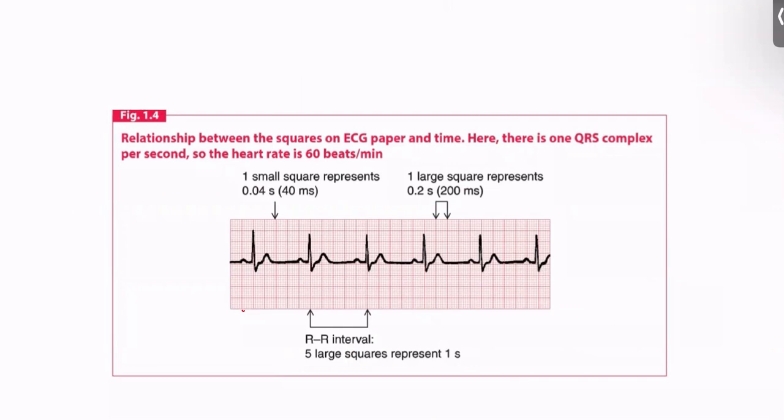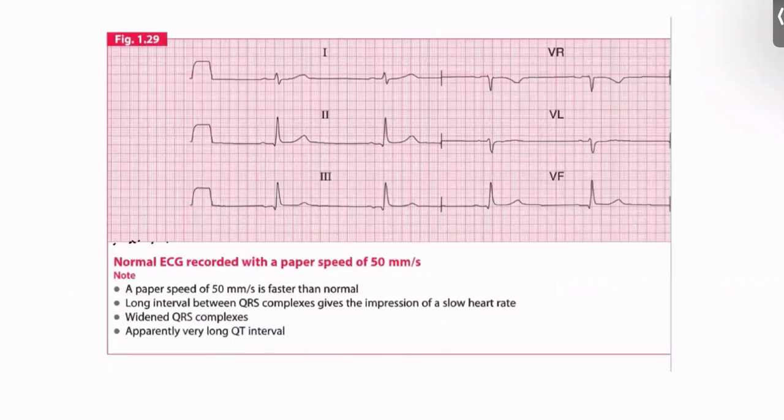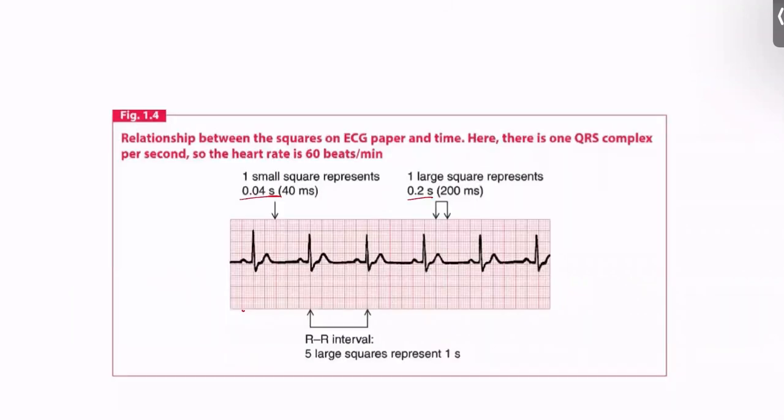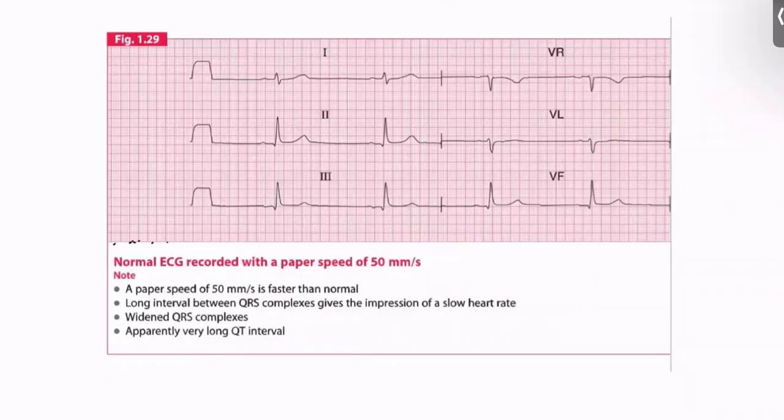0.04, 1 small square represents 0.04 second, 1 large square 0.2 second. Okay, in this case, we have to look at the state of the sensitivity point. The usual paper speed is 25 millimeter per second, but in this case it is 2 large squares. That means double the normal paper speed, so it is 50 millimeter per second.